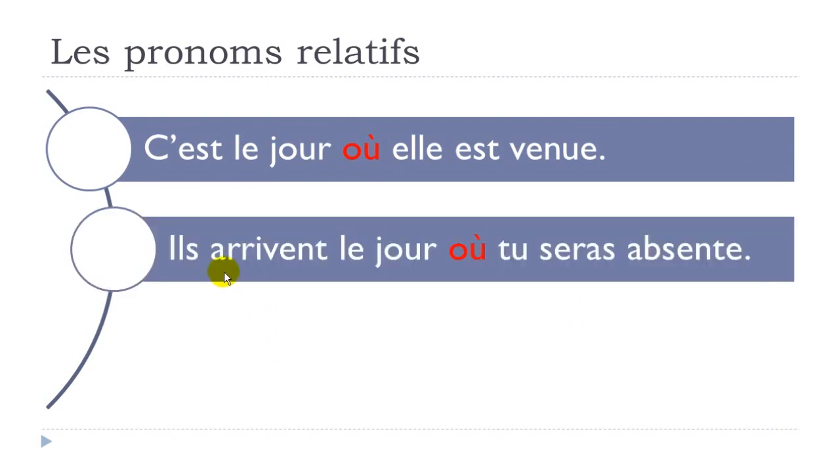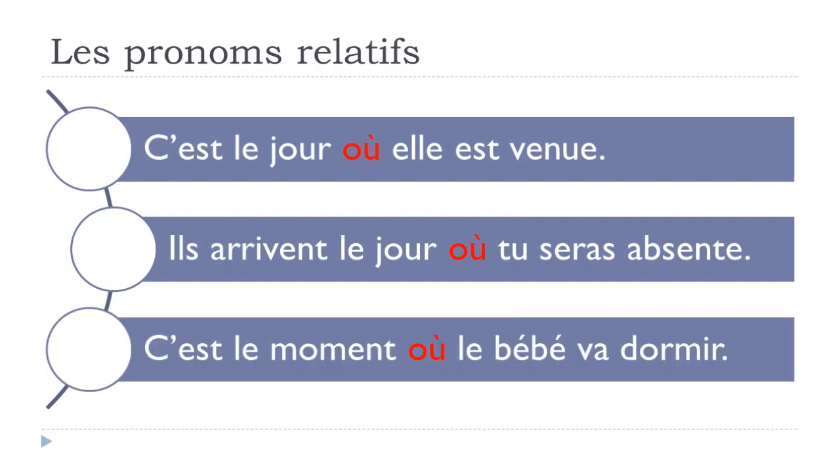Second example, ils arrivent le jour où tu seras absente. Arriver, to arrive. Sera, so remember, it's the verb être, to be, but it's the future form. Tu seras absente, you won't be here. C'est le moment où le bébé va dormir. Le moment, the time, où le bébé, the baby, va dormir, is going to sleep. C'est le moment où le bébé va dormir.